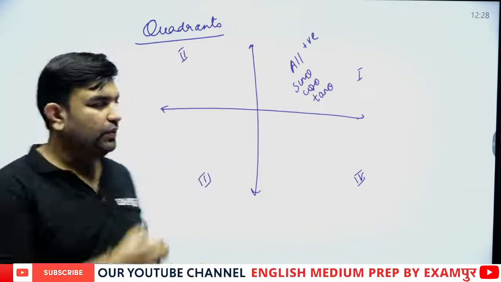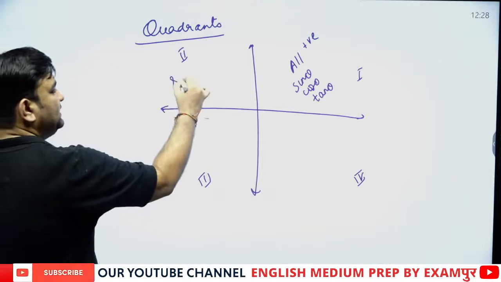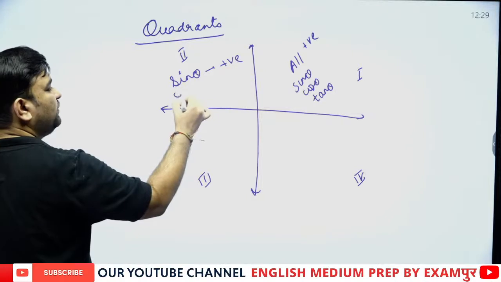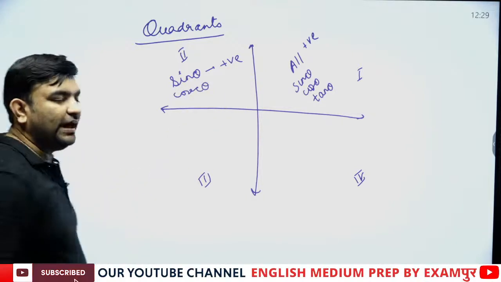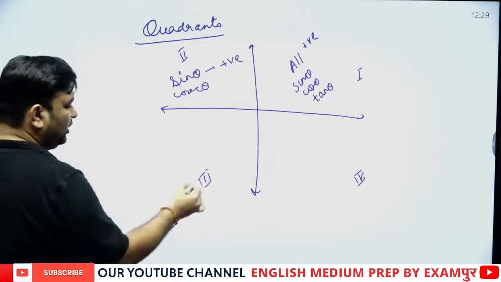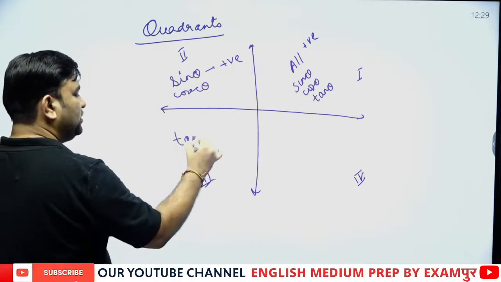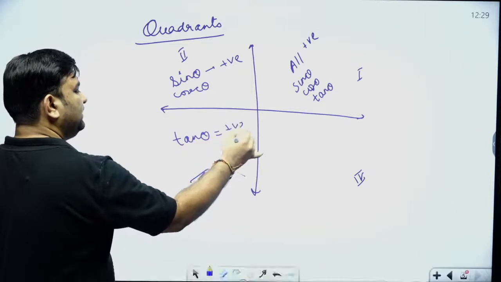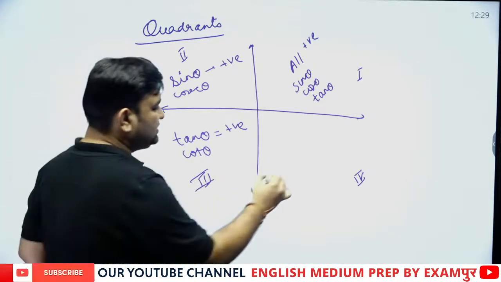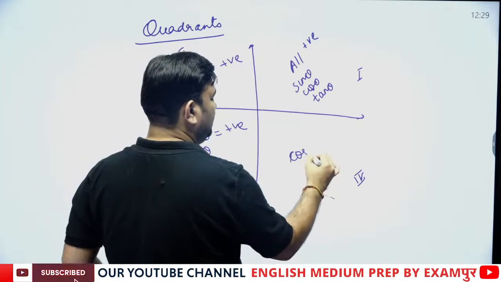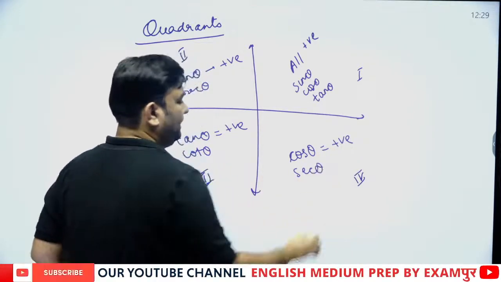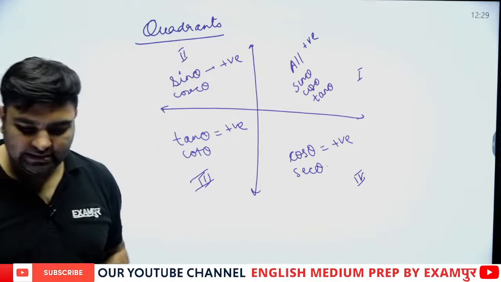In the second quadrant, only sine is positive, along with its inverse, cosec. In the third quadrant, tan is positive, and if tan is positive, its inverse cot is also positive. In the last quadrant, cos is positive, along with its inverse, sec. Clear?